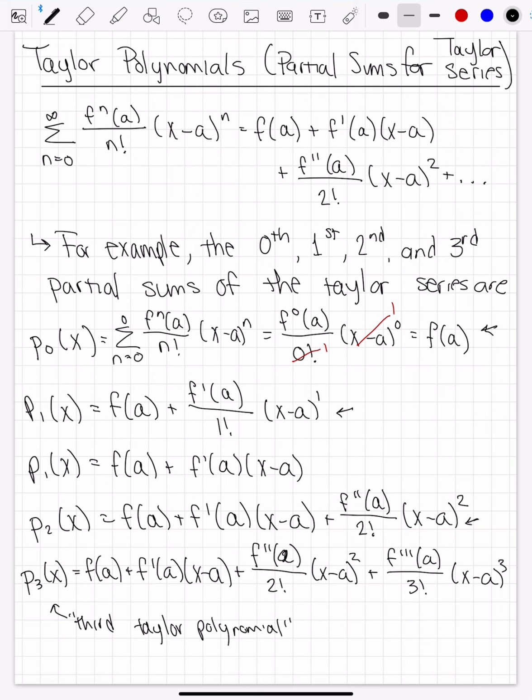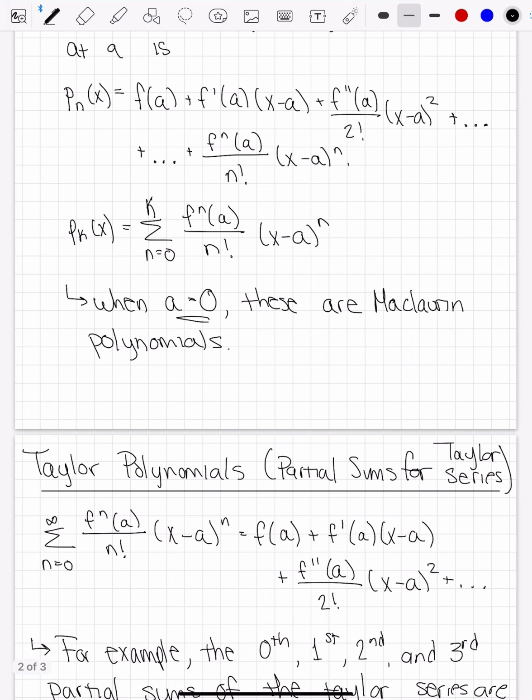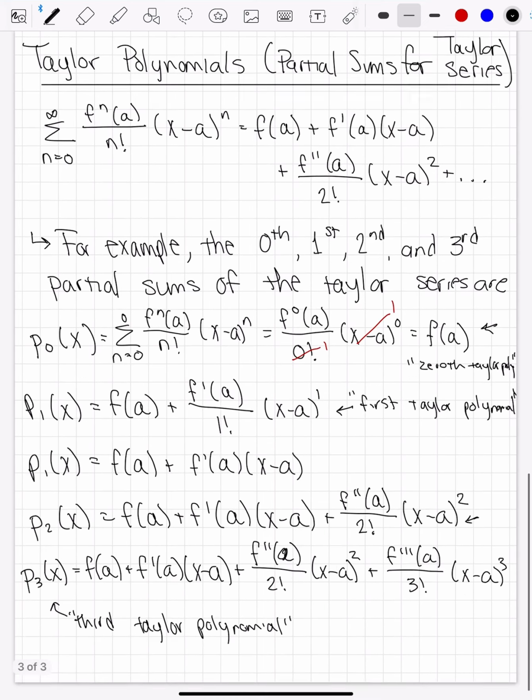Just for vocab, this is the first Taylor polynomial. This was the 0th Taylor polynomial, and so on and so forth. And then again, if we let a be 0, these would all be called Maclaurin polynomials. So all of this we can bring over to the Maclaurin side.